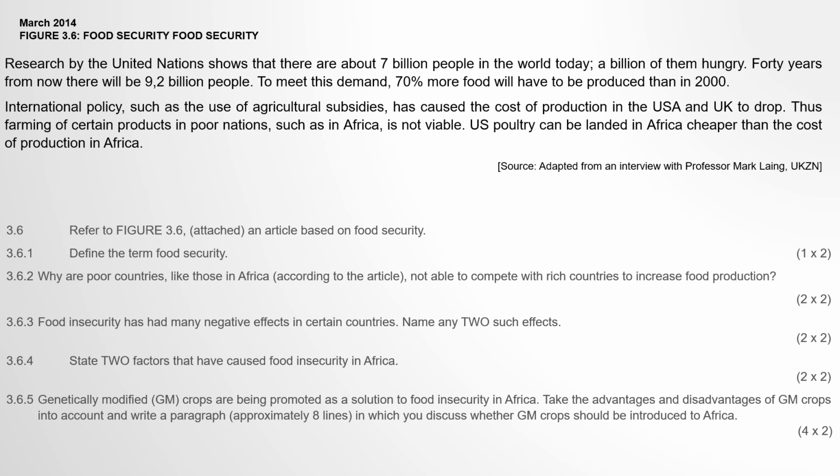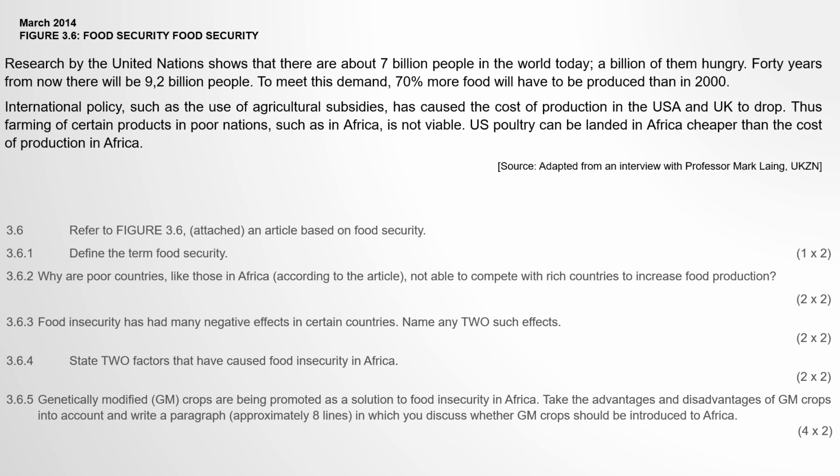And the very first question, look at this again. Define the term food security. You need to know your concepts very well. Define the term food security. And as we said, that's having access to affordable, nutritious, sustainable food and food sources. However you would like to define it, that is what it is. But now they ask you something interesting.